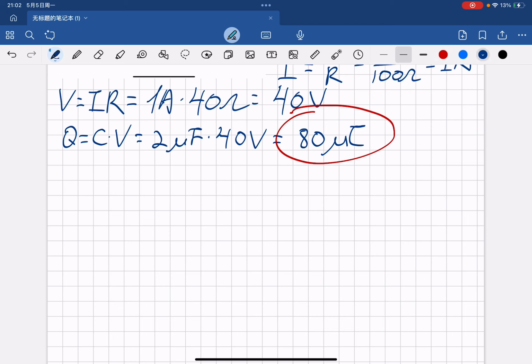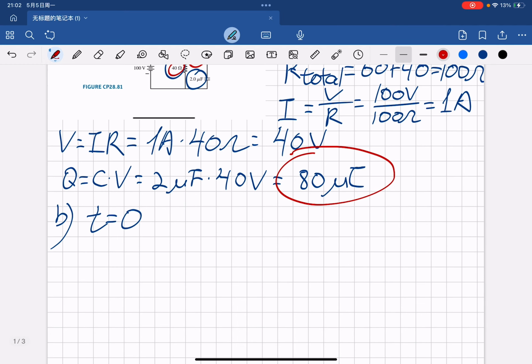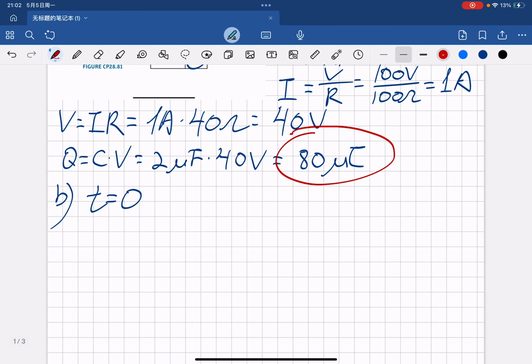So in part B, t is equal to 0. The switch is opened, and now the capacitor starts to discharge through the 10 ohm and the 40 ohm resistors, which are in series.